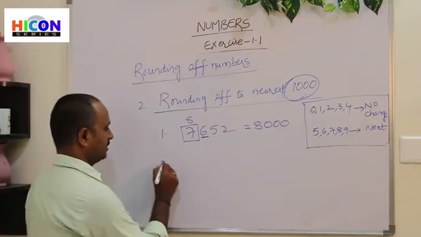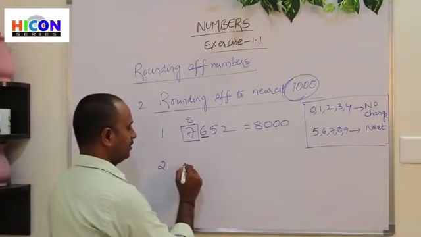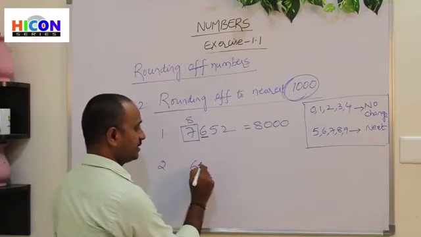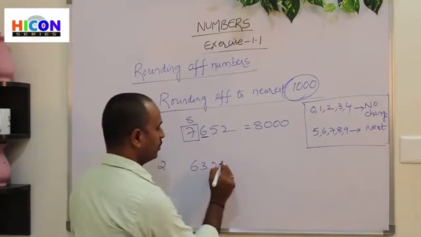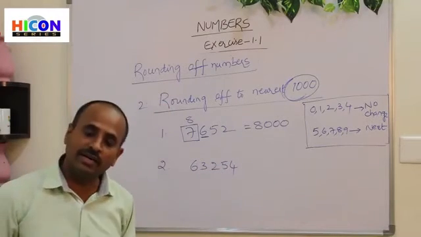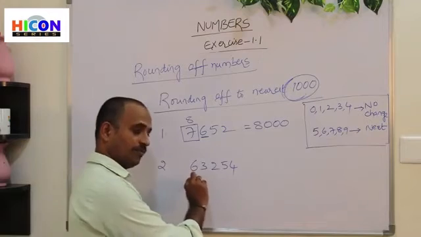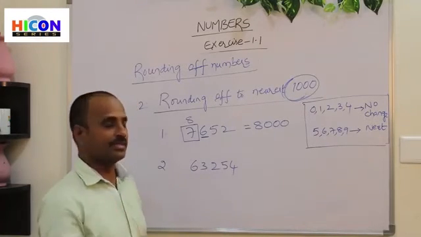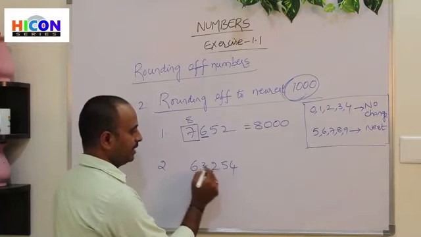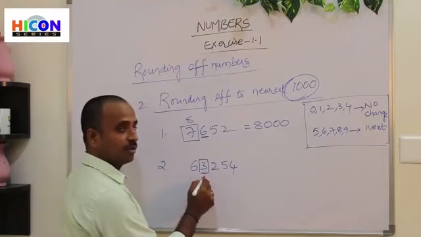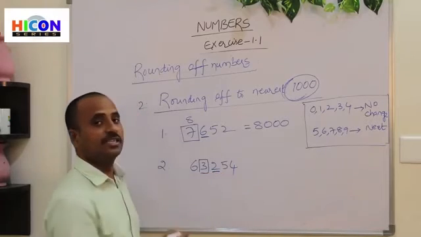Next, let us see one more example. That is 63,254. Now we have to round off this number to the nearest thousands. So identify the digit present in the thousands place. Here the digit present in the thousands place is 3. Now check the next digit. Here the next digit is 2.